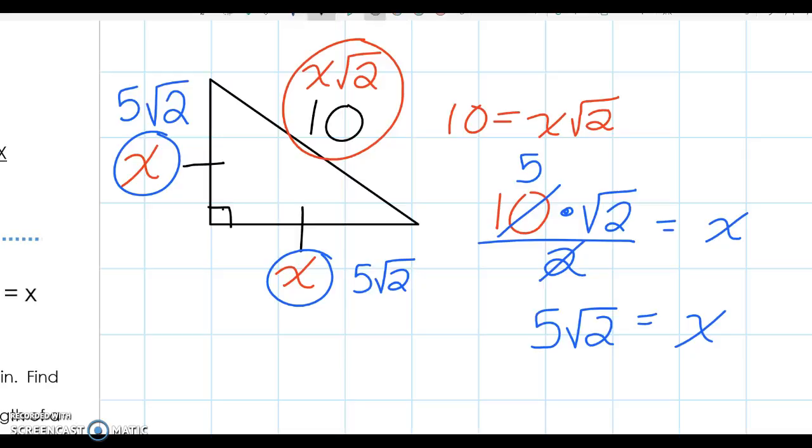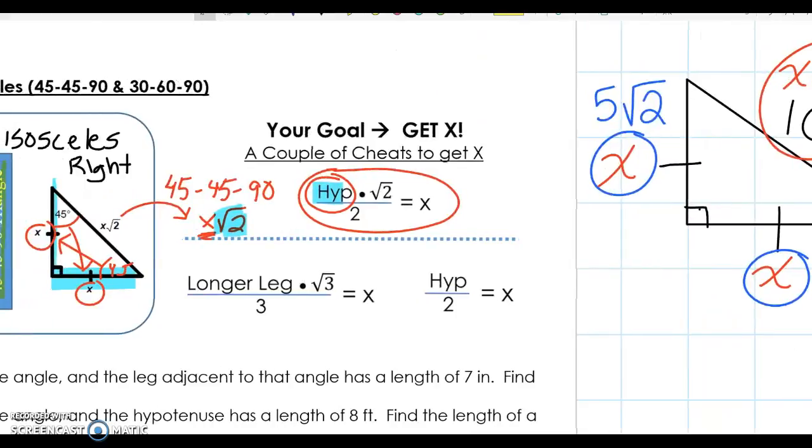All we did different with our cheat is that we multiply by the square root of 2 over 2 to get just your x. All right, now let's take a look at the 30, 60, 90. We have a little bit more variables in this situation.